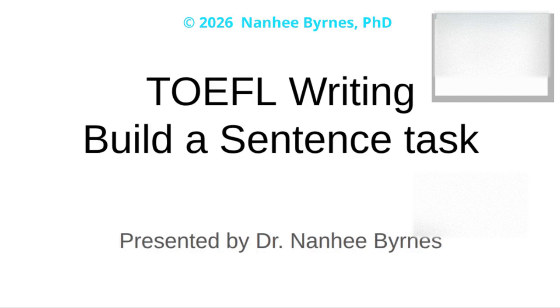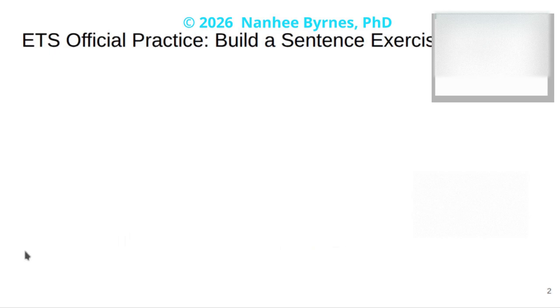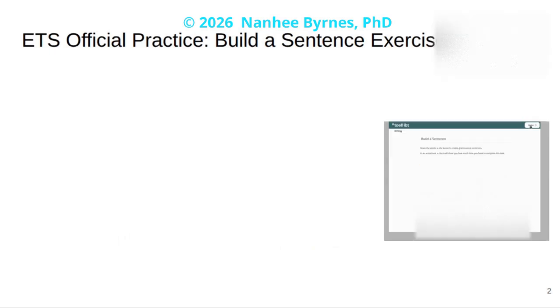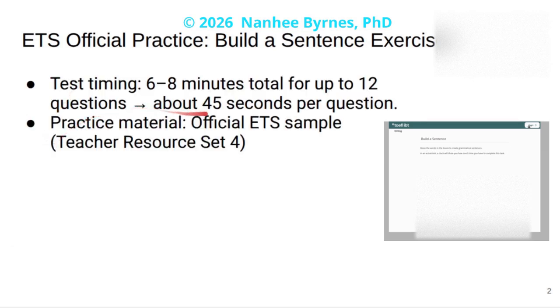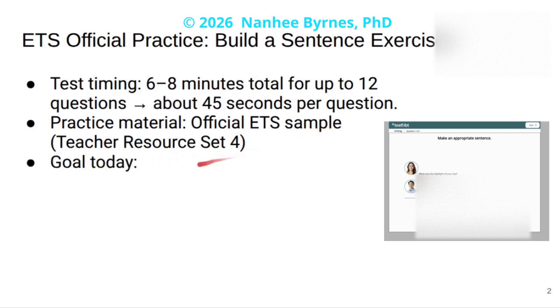Hi everyone. Today let's work on the Build a Sentence task in the TOEFL Writing section. On the test, you'll have about 6 to 8 minutes total for up to 12 questions, which means roughly 45 seconds per question. What we're using today is an official ETS sample exercise from Teacher Resource Set 4. There are 10 questions in total.